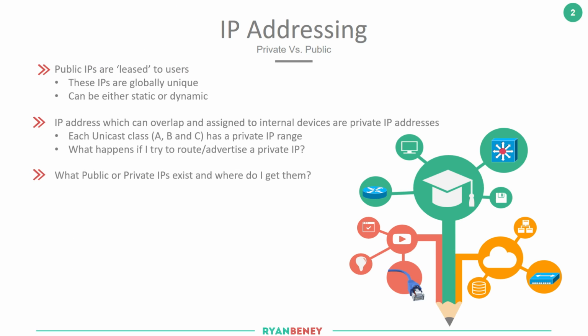Okay, so last on this slide, what public and private IPs exist and where do I get them? So in the next slide, I'm going to talk about public IPs and where you would go to actually request IP addresses for your corporation. And then we're going to jump into what's called an RFC, a request for comments, and where the private IPs originated from and why everyone knows what IPs to use on the internet and what IPs to use inside a private network.